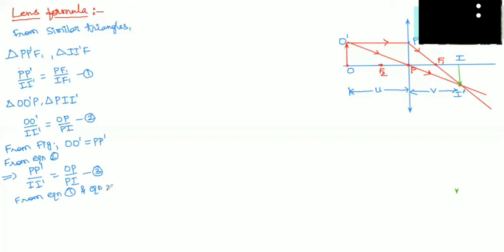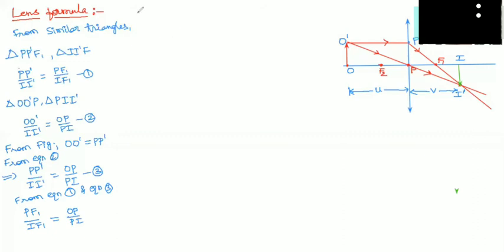both left hand sides are equal. So if we equate the right hand sides, in equation 1 PF1 by IF1 is there. Next here OP by PI is there. Now, this we simplify. Everything should be written in terms of the optic center because as per sign convention, all the distances should be measured from the pole only. So whatever distances we have here, we will write in terms of P only.